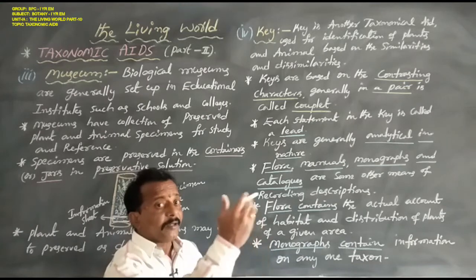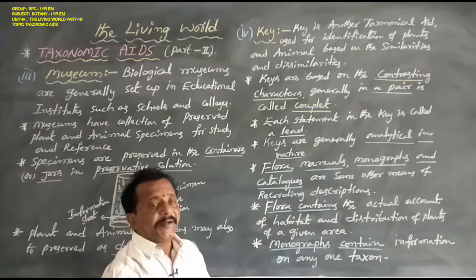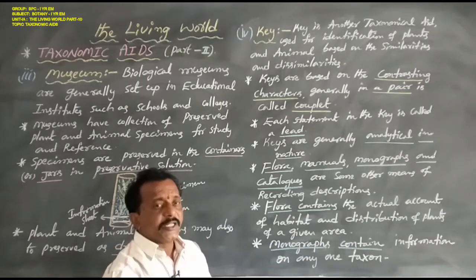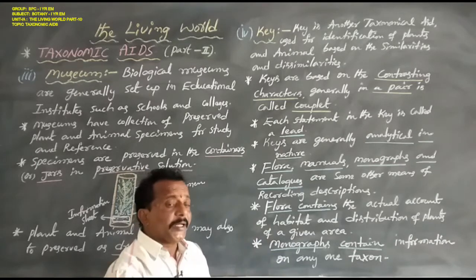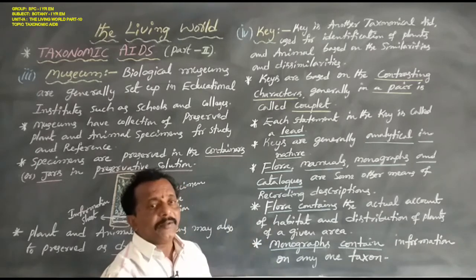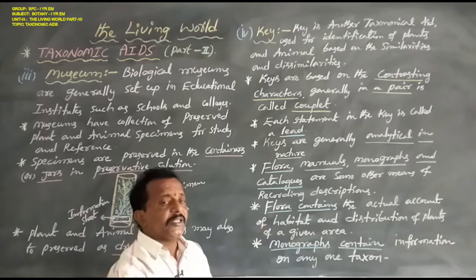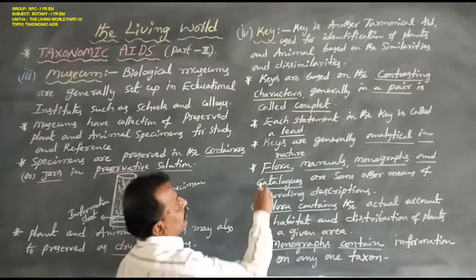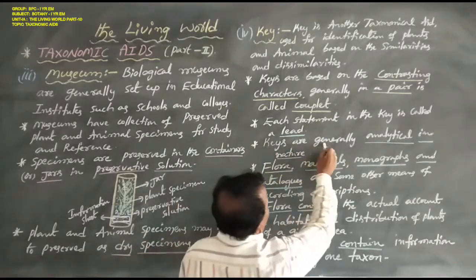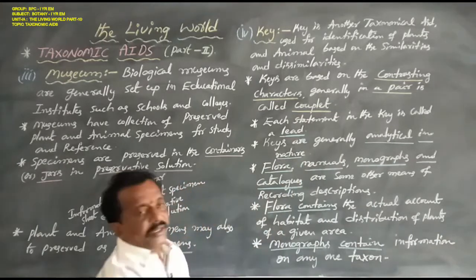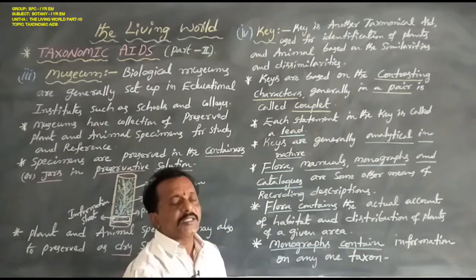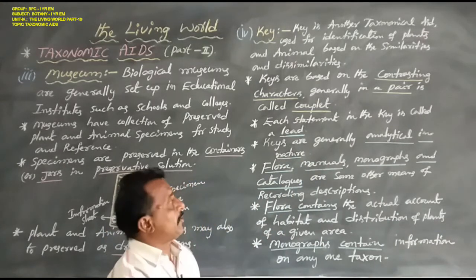Key components are here. One is couplet, second one is lead. Generally, a pair of characters is called a couplet. Each statement in the key is called a lead. Next, coming to keys, they are generally analytical in nature.